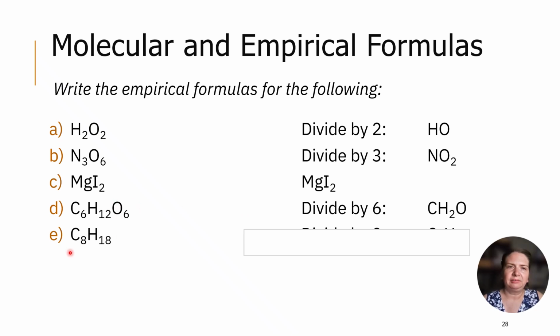For our next one, we have C8H18. The greatest common factor between 8 and 18 is 2. Dividing both subscripts by 2 gives us an empirical formula of C4H9.